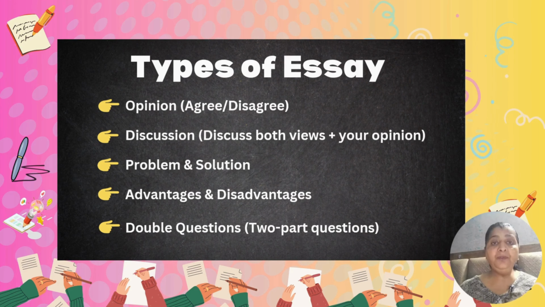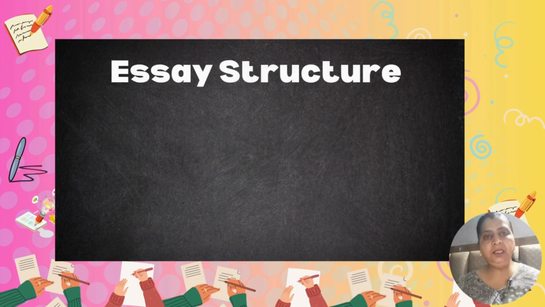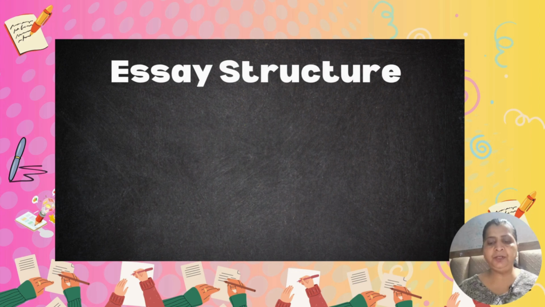So there are 5 different types of tasks that can be assigned. Only one will come. So you have to practice all the five types of tasks that can be assigned to you. The most important thing is the essay structure: how to structure your essay technically so that you can score a maximum band. One of the key features of task achievement is also essay structure. So let us proceed to understand how the essay should be structured.